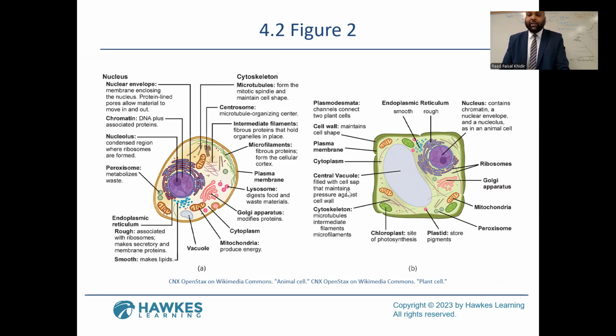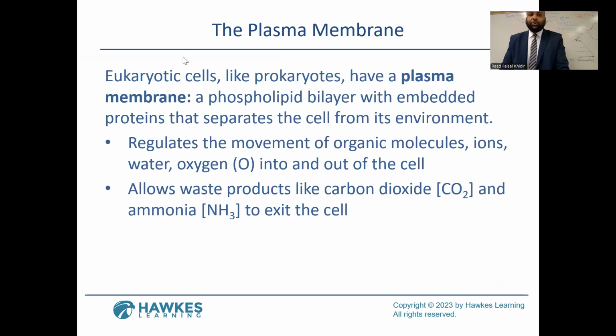It is filled with cell sap that maintains pressure against the cell wall. There's a cell wall. Do the animal eukaryotes have a cell wall? No, they don't have a cell wall. So eukaryotic cells, now we're going to begin with the plasma membrane. Eukaryotic cells, like the prokaryotes, have a plasma membrane. A plasma membrane is a phospholipid bilayer with embedded proteins that separates the cell from its environment.